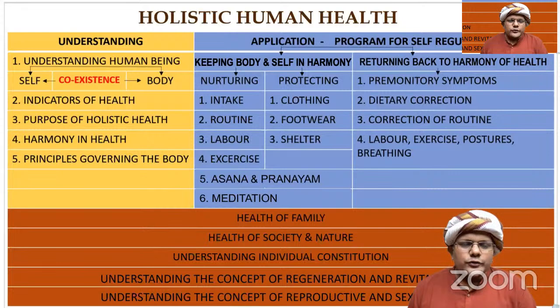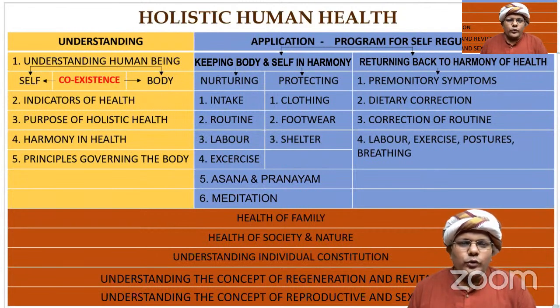So the second point: indicators of health. In the understanding part, indicators of health is actually the way we see our body, the way we see ourselves, and how we interpret the state of our body and self to know whether we are staying in a state of well-being. What is health? The previous definition was a state where there is no disease or infirmity. But the current definition by the World Health Organization says that health is a state of physical, mental, and social well-being, not just the absence of disease or infirmity.